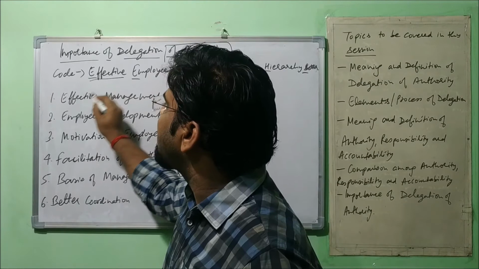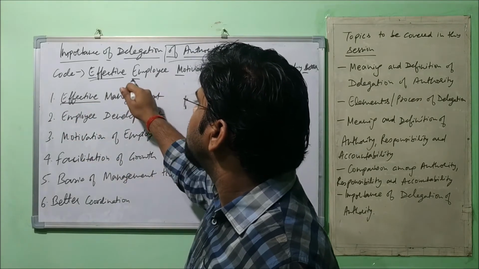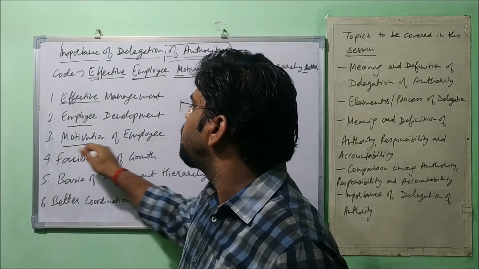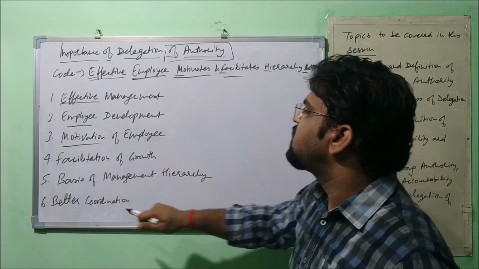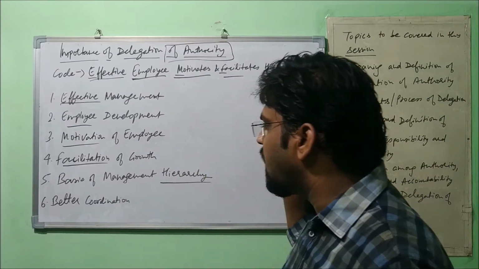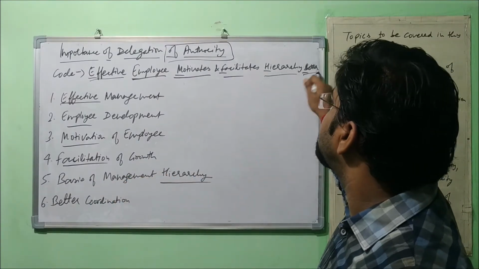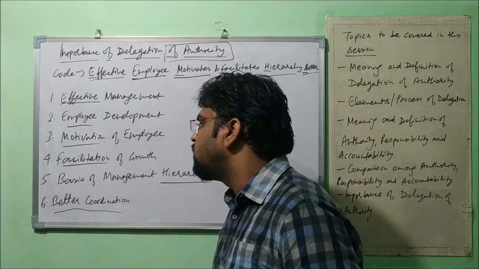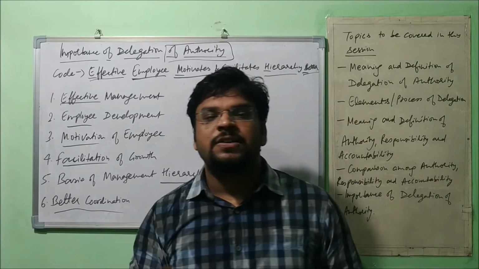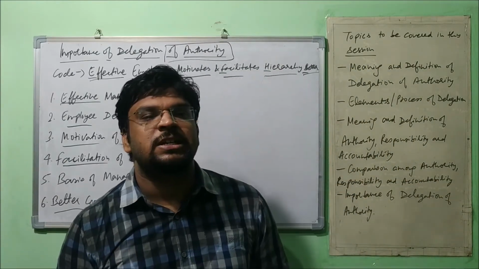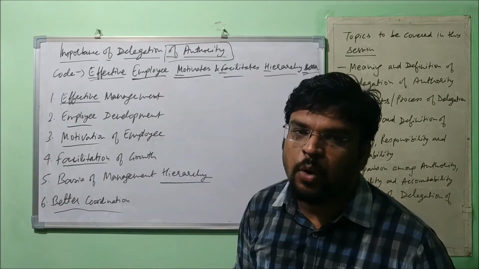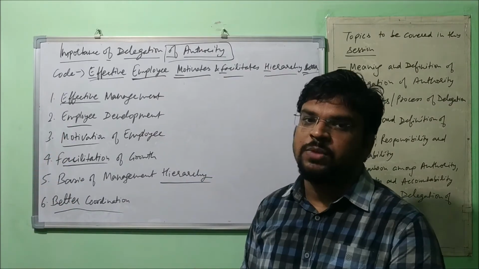This effective stands for effective management. This employee stands for employee development. This motivates stands for motivation of employees. This facilitates stands for facilitation of growth. This hierarchy stands for basis of management hierarchy. And this better stands for better coordination. Understood? So by remembering this, effective employee motivates and facilitates hierarchy better, you can remember all the points of importance of delegation of authority together.